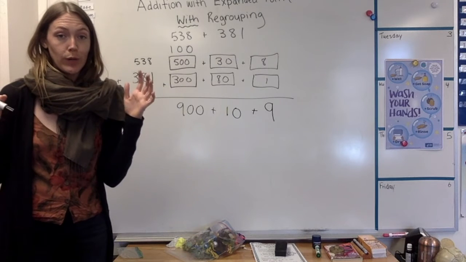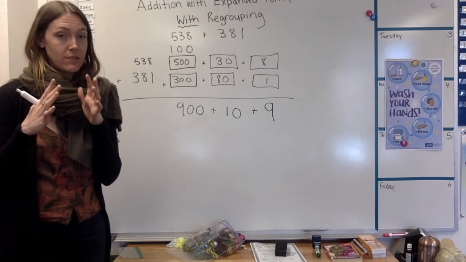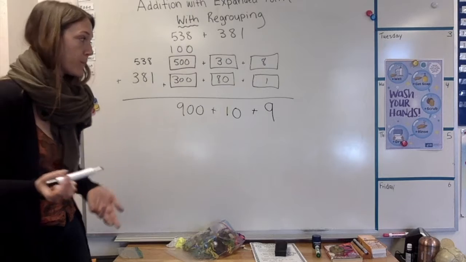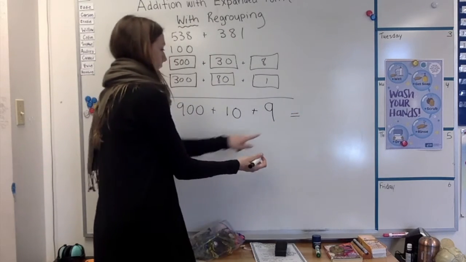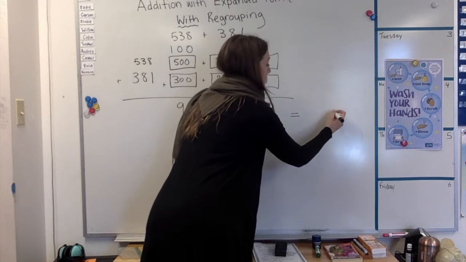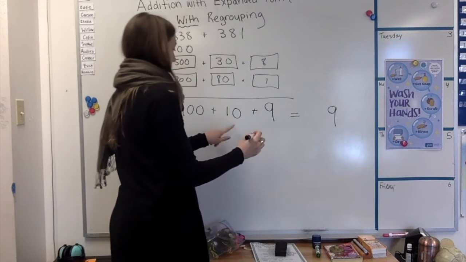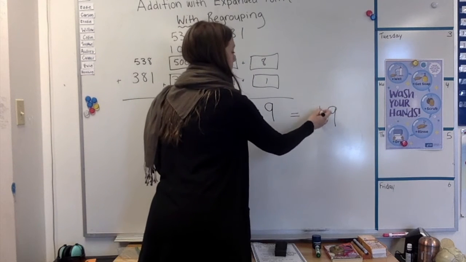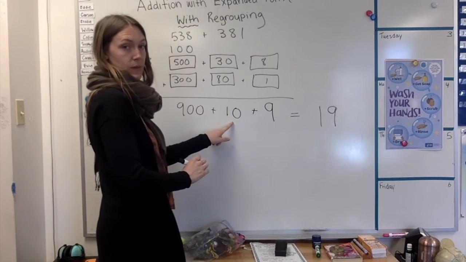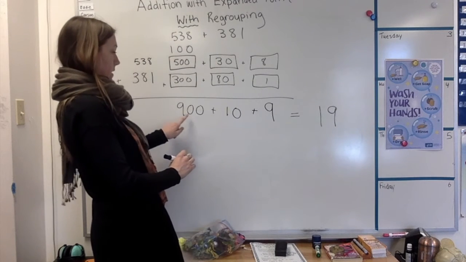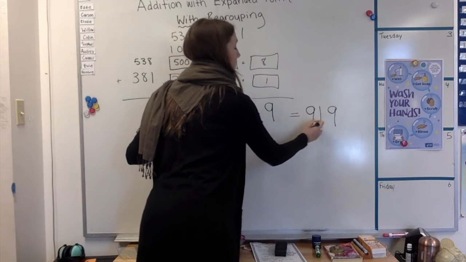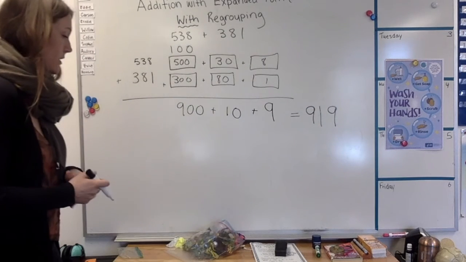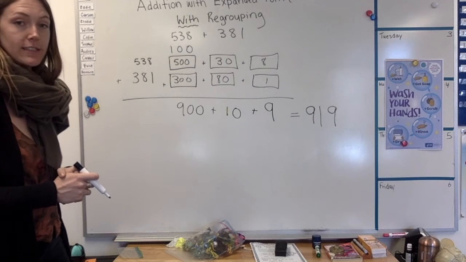So we need to put it back together into standard form, or just regular number form, okay? So it's going to look like this. We have a 9 in the ones place. We have 110, or 10 in the tens place. And we have a 9 for 900 in the hundreds place. And our answer is 919.